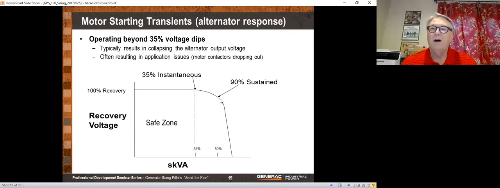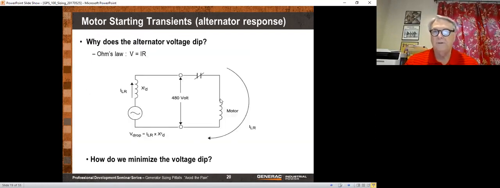But on smaller generators, they tend to be brushless or simply direct excitation, which we will talk about in our alternator class. And they don't have that permanent magnet. They are going to collapse during a short circuit. All right, enough said about that.